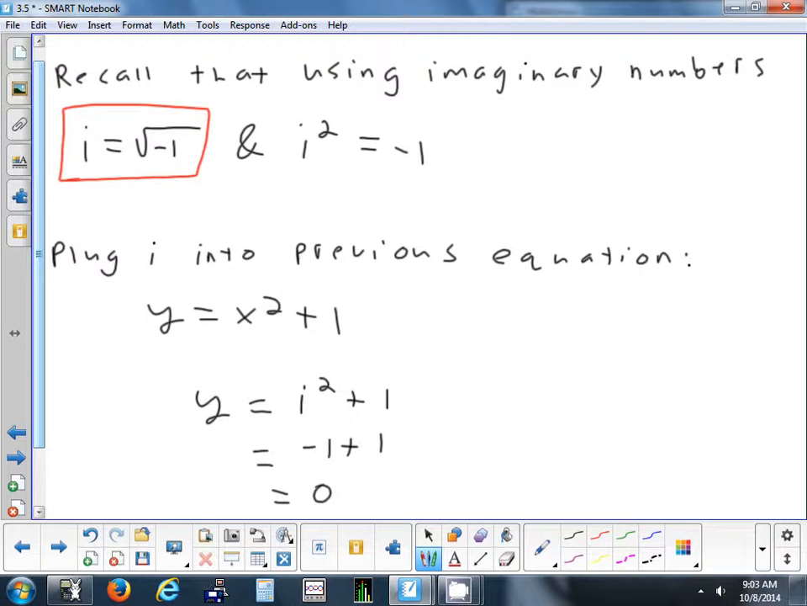And the other, anybody know what the other root is? Negative i. Yep. Negative i. If you plug in negative i and you square it, a negative squared is a positive, so that basically cancels out, and now you're back to what we just had. i squared is -1 plus 1 equals 0. Okay, so negative i times negative i is positive i squared. So those are your two roots in that equation, i and negative i.